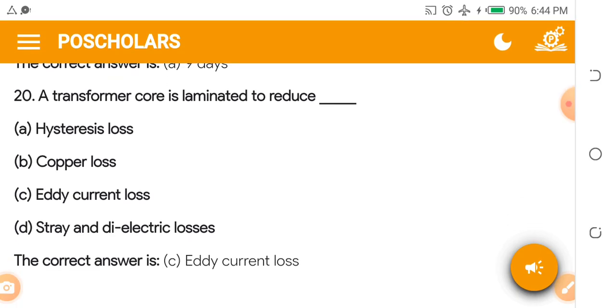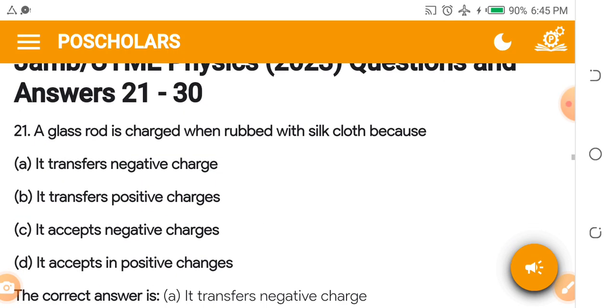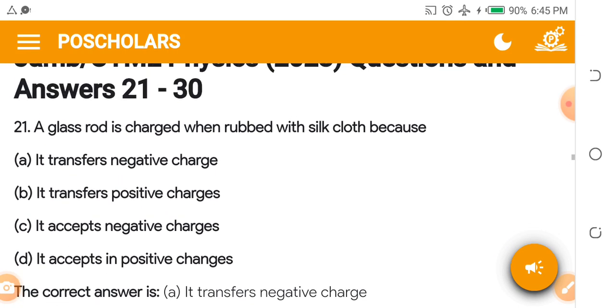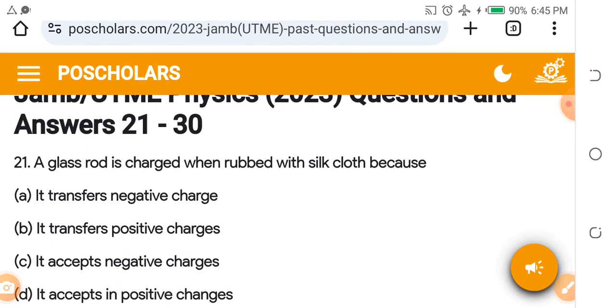A transformer core is laminated to reduce dash. A, hysteresis loss. B, copper loss. C, eddy current loss. D, stray and dielectric losses. The answer is not hysteresis loss, it's not copper loss. It's eddy current loss. That is why the core is laminated. These things I'm telling you, just note them. Watch this video many times so that you will learn. Do you get me?